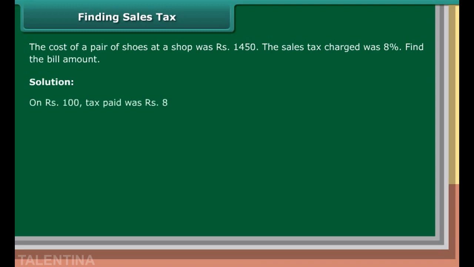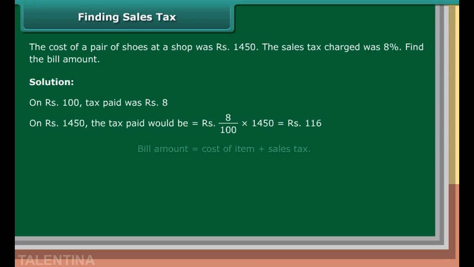On rupees 100, tax paid was rupees 8. On rupees 1450, the tax paid would be 8 upon 100 into 1450, which is equal to rupees 116. Bill amount is equal to cost of item plus sales tax, which is equal to rupees 1450 plus rupees 116, which is equal to rupees 1566.